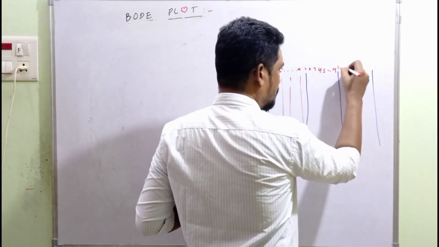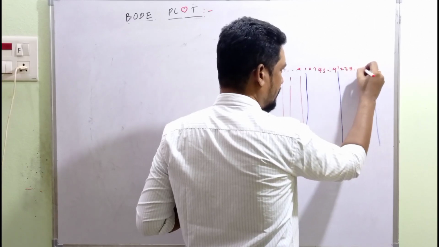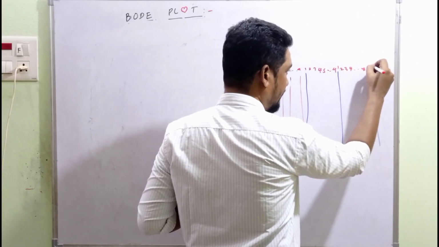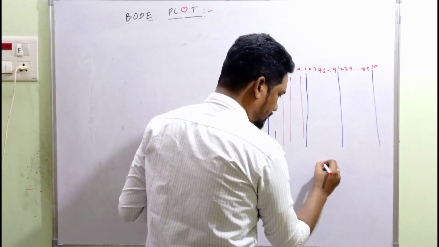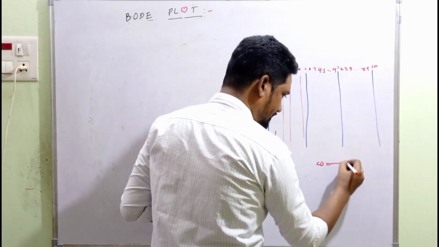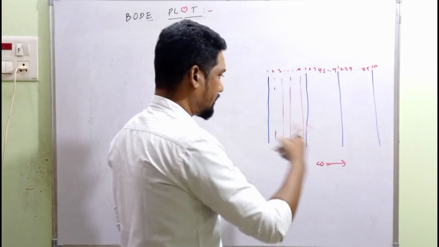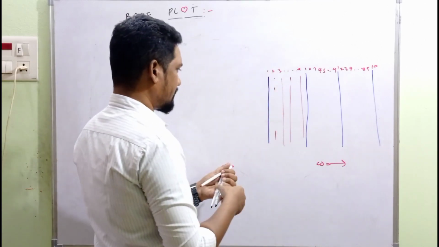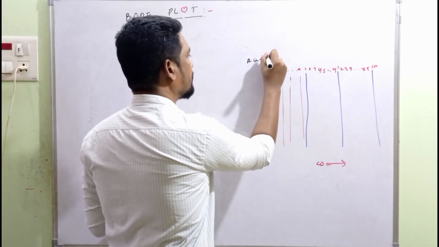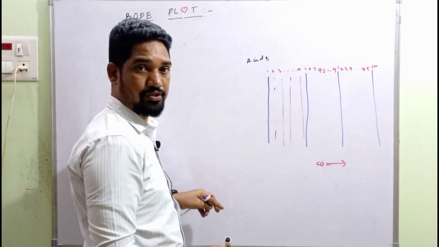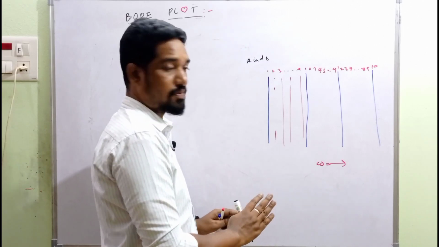And another 2, 3, 4, the faded lines ... 8, 9, and the highlighted line will be 10, okay? We'll have frequency in radians on this axis. And what do we have on this axis? It's the magnitude in dB, okay?